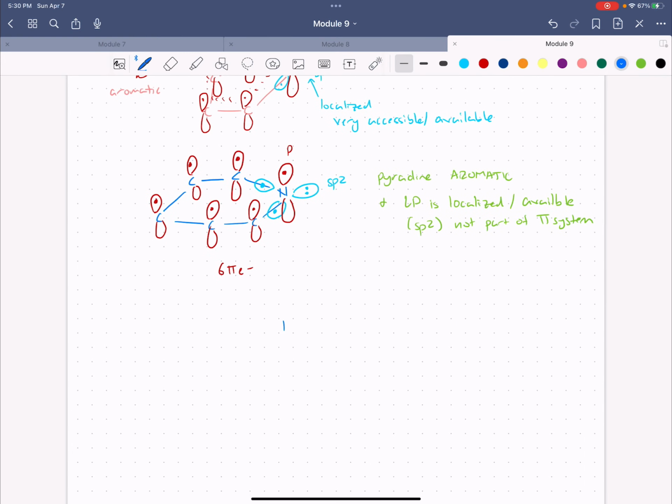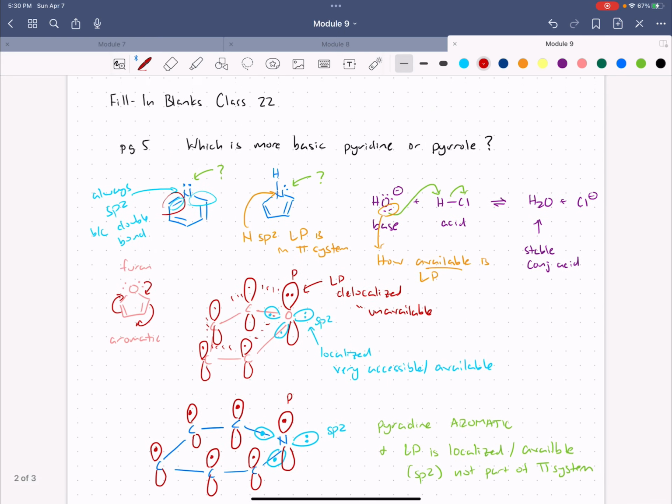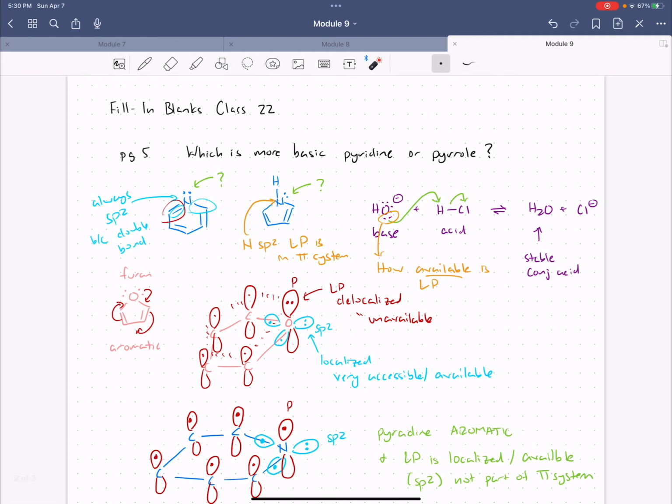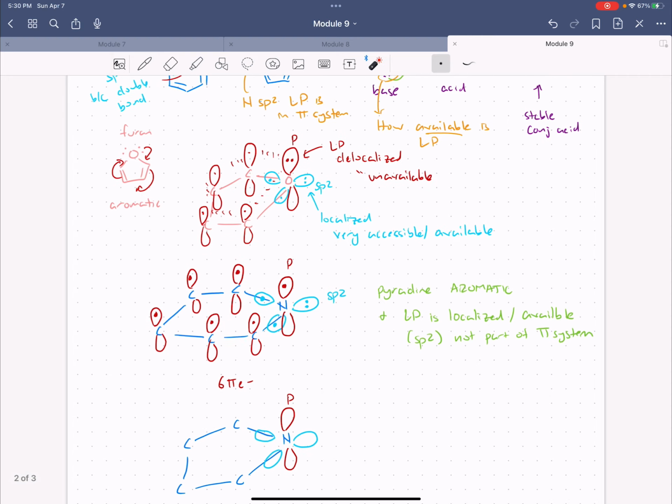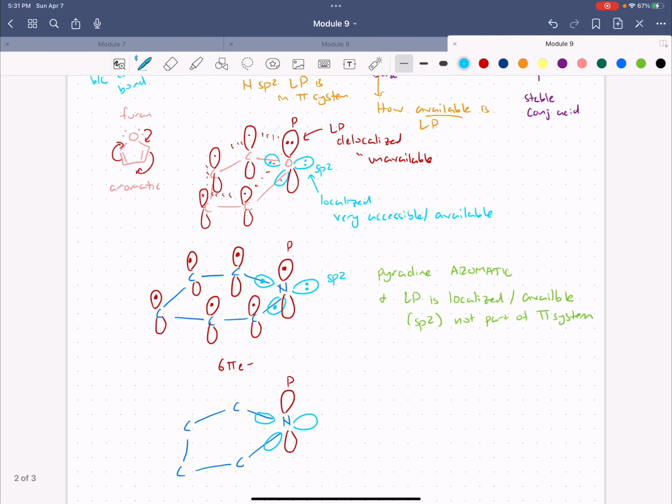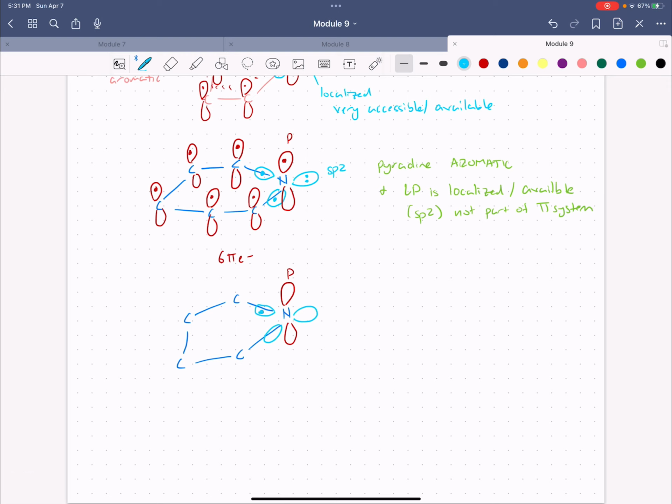So here we have pyrrole. It's a 5-membered ring, but 4 of them are carbons: 1, 2, 3, 4. It's still sp2, just like the nitrogen in pyridine. So that didn't change. Here's your p orbital. But look, the nitrogen in pyrrole has single bonds. So let's take care of those single bonds first, right here, 1 and 2.